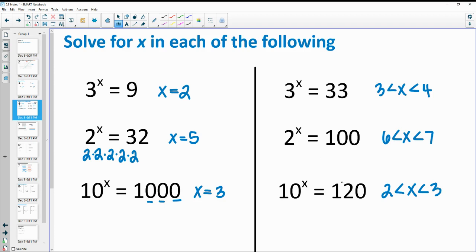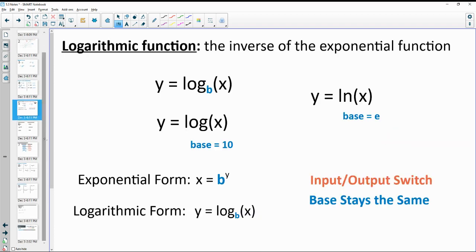So this idea here, this is why we need a logarithm, so we can actually find the exact value of x that would make 3 to the x 33, or 2 to the x 100, or 10 to the x 120. So that gets us into the need for logarithms. So a logarithmic function, like I said earlier, is just the inverse of the exponential function. It undoes an exponential base to kick back our exponent.